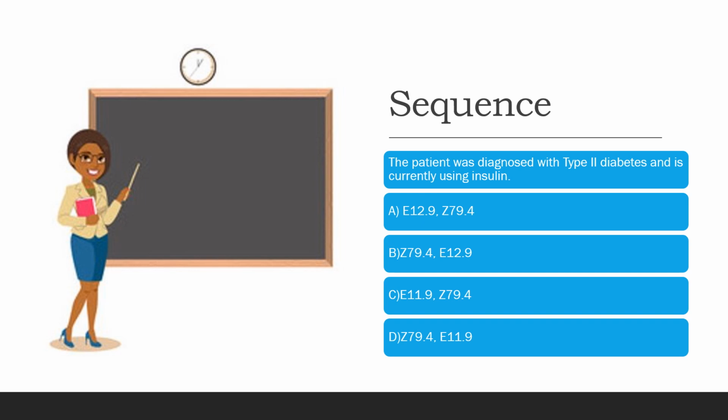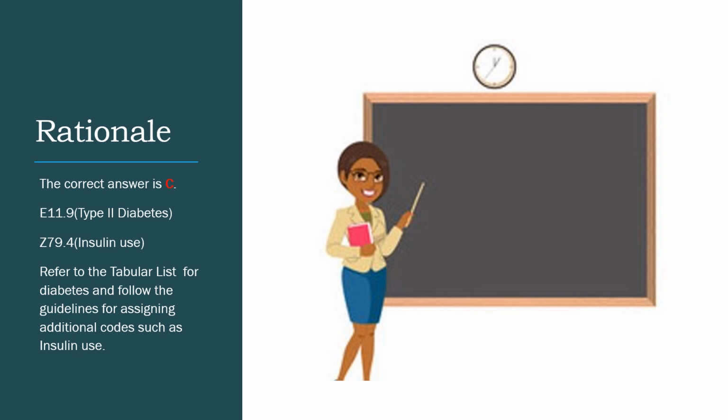Is it A, E12.9, Z79.4, or is it B, Z79.4, and then E12.9, or is it C, E11.9, and then Z79.4, or should it be D, Z79.4 and E11.9? So our correct answer is letter C, which is E11.9, which represents the type 2 diabetes, and then Z79.4, which represents insulin use.